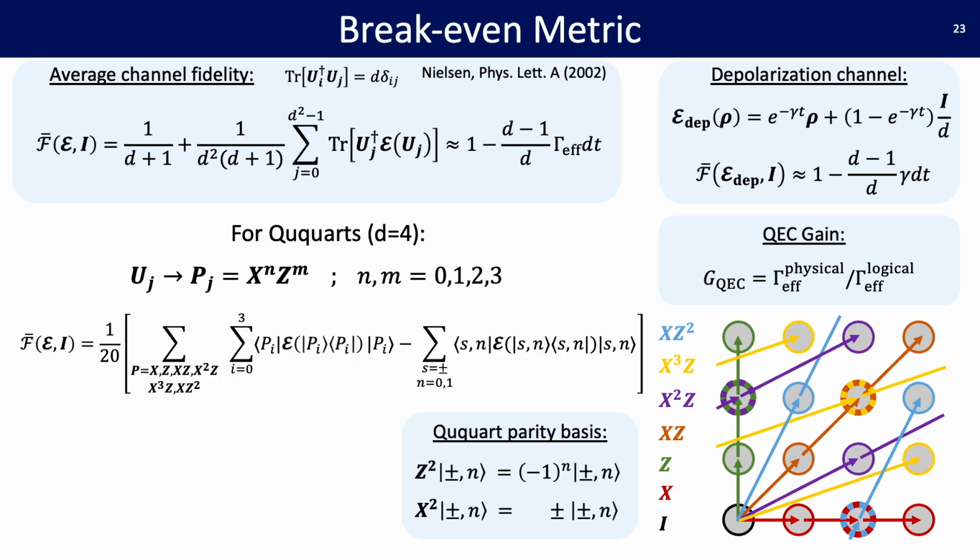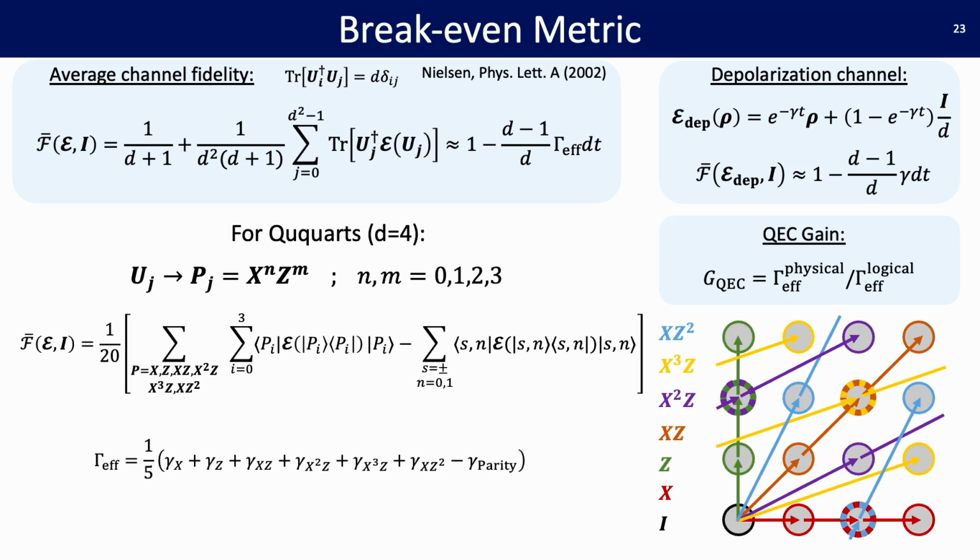So we get this more complicated form of the average channel fidelity, where we now have to prepare all 4 cardinal Pauli eigenstates of all 6 of these cardinal Pauli directions, as well as this parity basis, and we need to be able to perform measurements in all of these bases. But that's the prescription for the experiments. And we get this form of the effective depolarization rate. That's the sum of all of these rates, subtracting out the decay rate associated with the parity basis, similar to the form we get here.